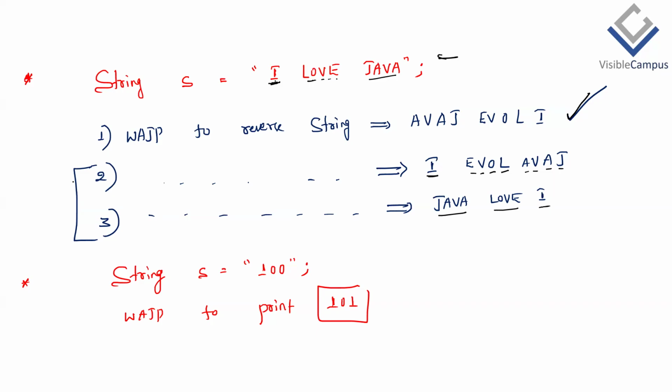To get these two, we have to use one predefined method. So it is your choice. Tell me, the second one or the third one, which one shall we discuss? Second one. Okay. So out of these reverse approaches, we'll discuss the second one.